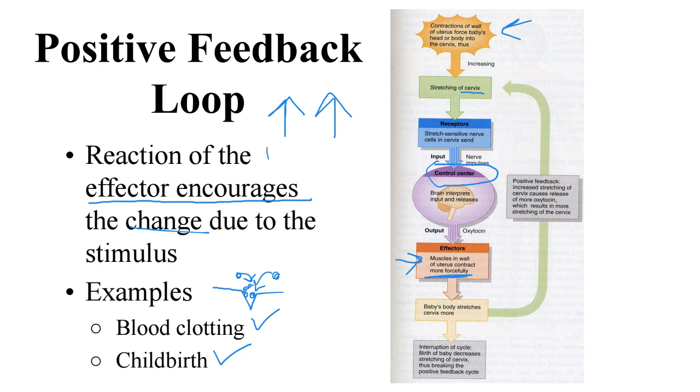So the initial stimulus was the muscle contraction, and the response is even more muscle contraction. So this is exacerbating or encouraging the change to keep happening, which is why it's an example of positive feedback. This encourages more contractions, which is more stretching, which then says, hey, even stronger contractions. This is working. Let's get this baby out.